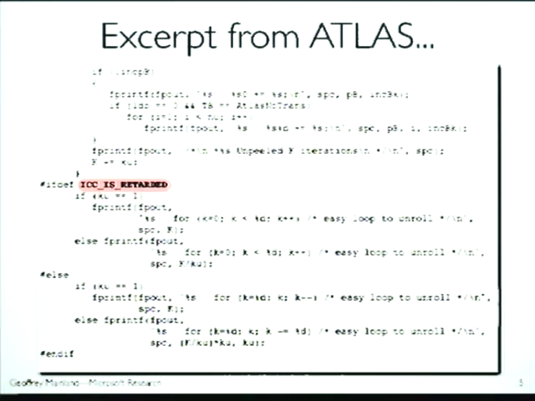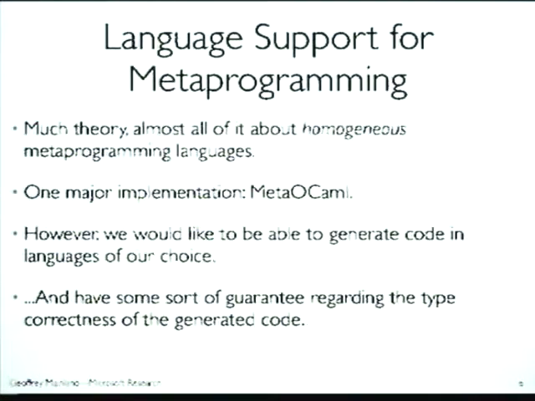So of course in the Haskell world, things are a little bit nicer, right? But I'd still argue even there, we still need better support for metaprogramming. Right? So we have lots of theory in the programming languages community about homogeneous metaprogramming languages. And when I say homogeneous, I mean the language that is manipulating these terms is the same language as the term that it's manipulating. So MetaOCaml or MetaML are prototypical examples.